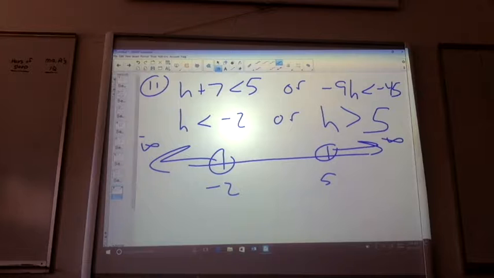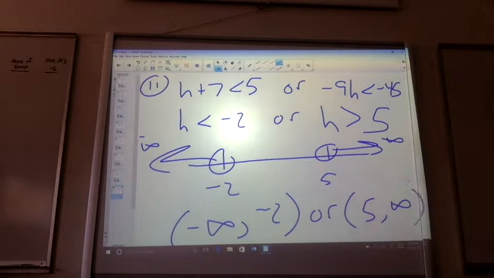So if I write it in interval notation, we're reading from left to right. So it's coming from negative infinity going to negative 2, rounded bracket. The word OR is expected to be written, and it's going from 5 to infinity. Again, that's how you do it in interval notation.